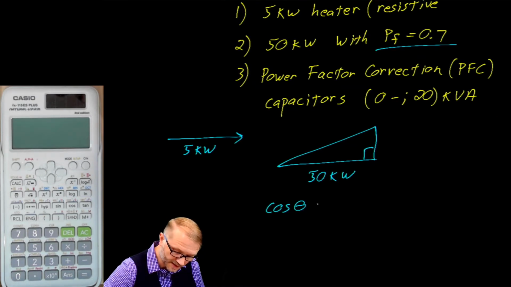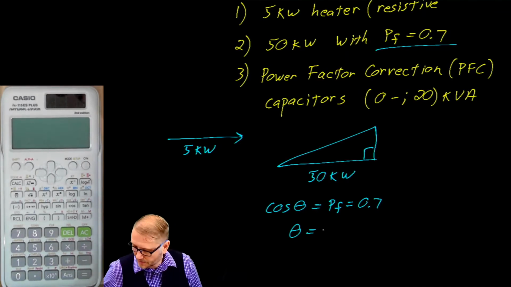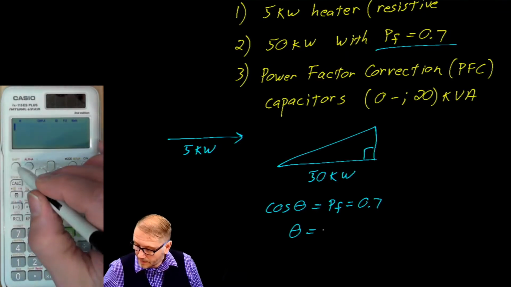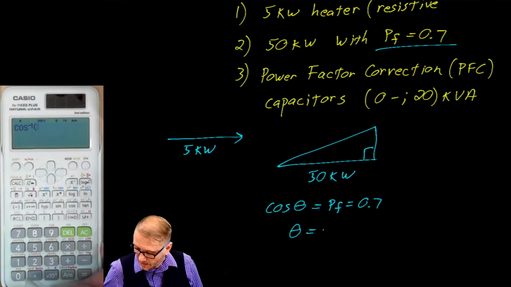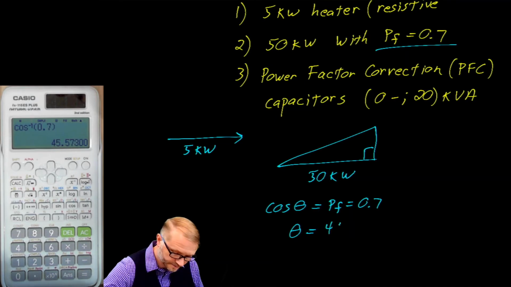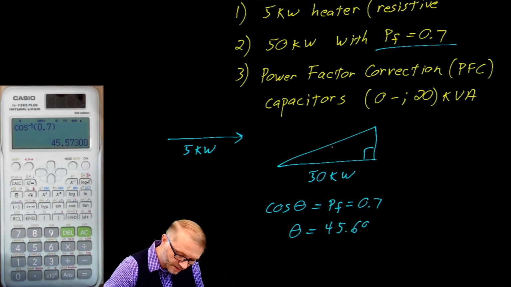Cosine theta is equal to the power factor, which in this case is described as 0.7. Theta is equal to inverse cosine of 0.7, which gives us an angle of 45.6 degrees. We can write that here.